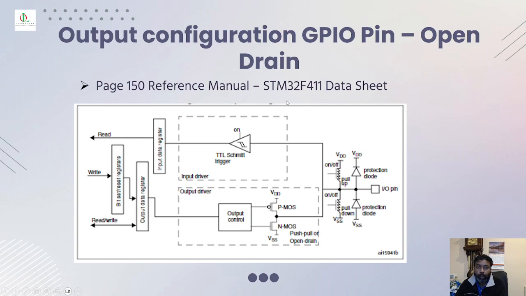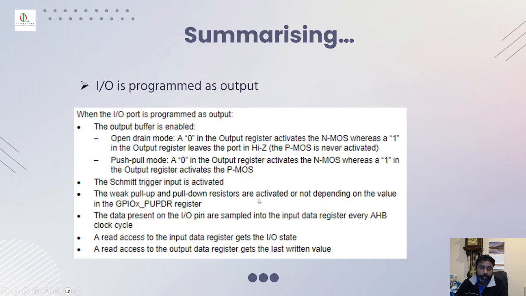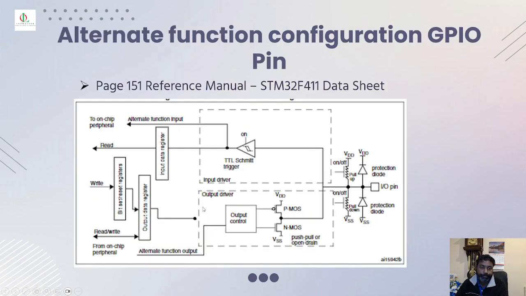And this is the open drain connection. We also explained that when it is used as open drain, you need to use an internal or an external pull-up resistor to connect to VDD. Summarizing: when the IO is programmed as an output, read access to the input data register gets the IO state, and read access to the output data register gets the last written value. And the weak pull-up and pull-down can be configured using the PUPDR register.